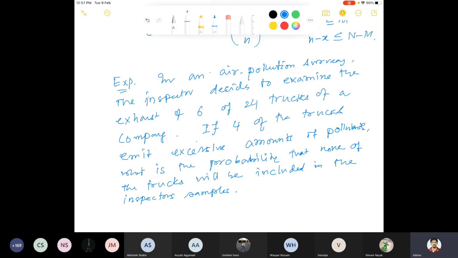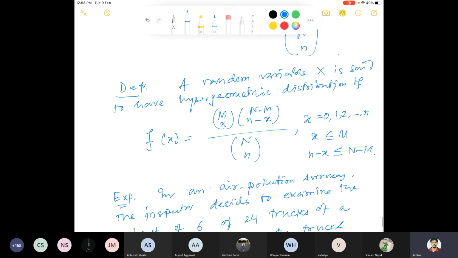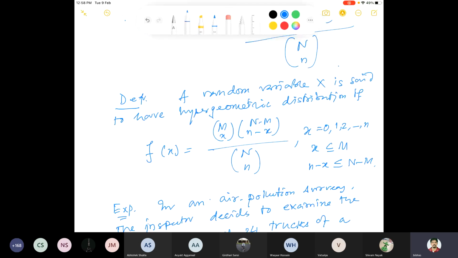And here you already know that you have to use the hypergeometric distribution. So then here we have to decide first the values of these parameters. What are the parameters here? Capital N, capital M, small n, small x. Then I can find it out.